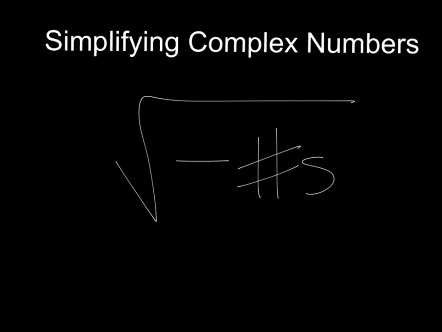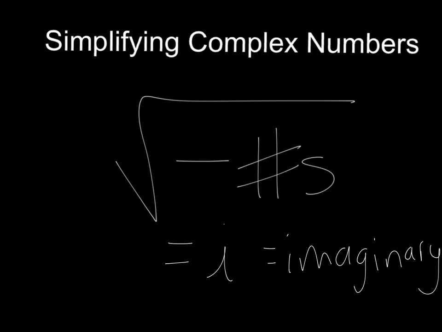Simplifying complex numbers. What we're going to be working on for this next unit is when there is a negative number inside of the square root. Whenever you have a negative inside the square root, you can't actually take the square root of it. So we're going to come up with the letter i, which represents imaginary numbers. So let me show you how it works.